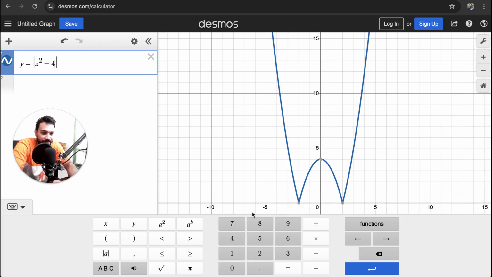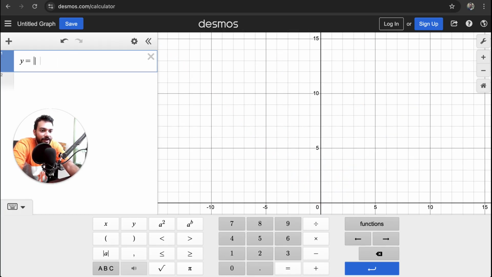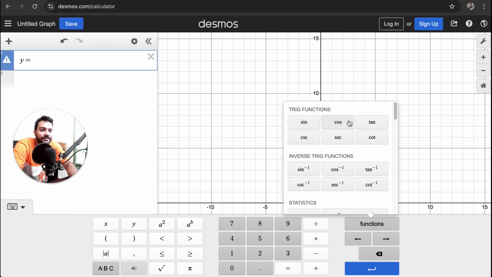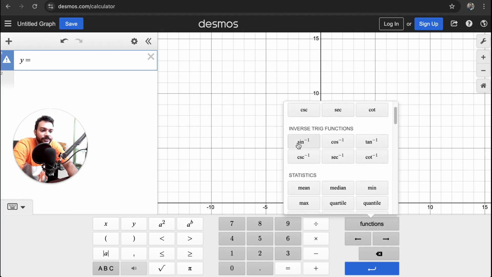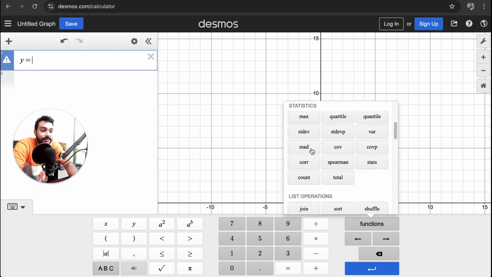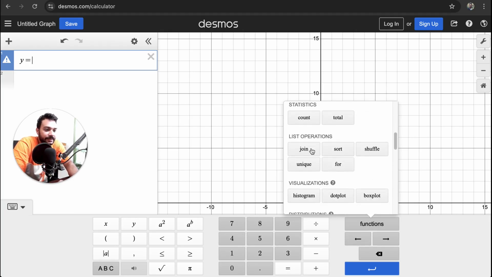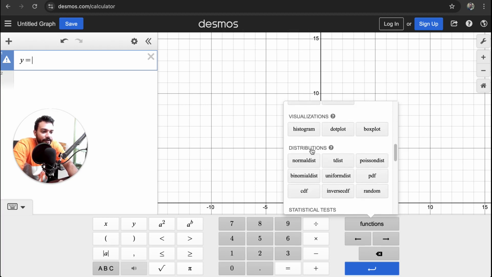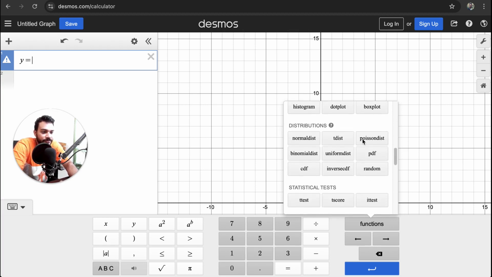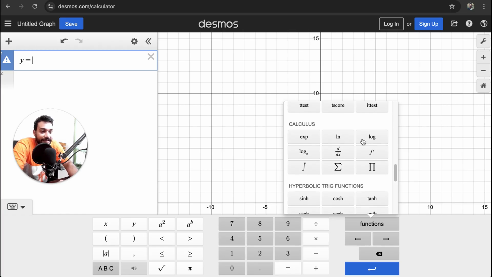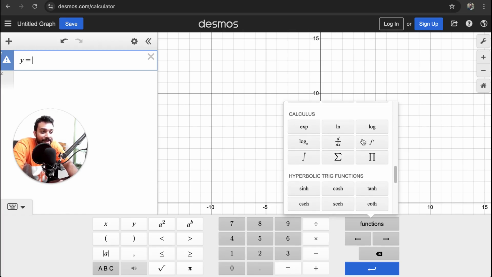But it can graph from here. Any complex functions you need, you can key in from this functions button. Click on functions. Sine, cos, tan, all trigonometric functions, inverse trigonometric functions. Statistics can be dealt with from here, computed from here. List operators, visualizations like the different plots, distributions. Calculus, in calculus we have the log thing.